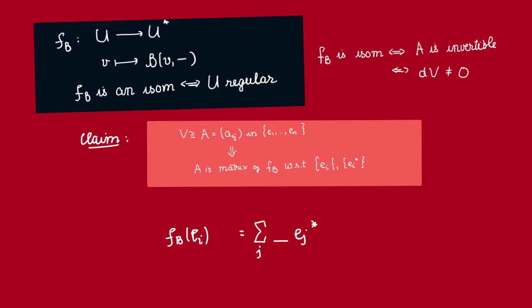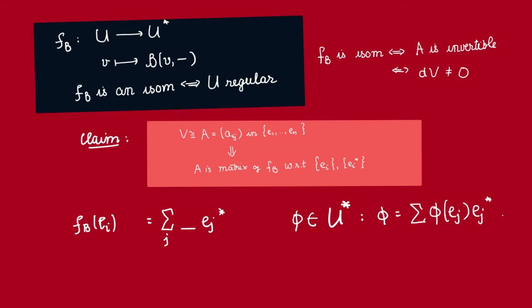So how do we compute the matrix of a linear transformation? Well, we apply f_B to this basis element and write it as a linear combination of the basis of the codomain, right? So we need to know what these coefficients are. But observe that for any linear functional phi in the dual space, the expansion of phi in terms of the dual basis is as follows. The coefficient of the dual of e_j is phi(e_j). Why is that? How do we figure that out?